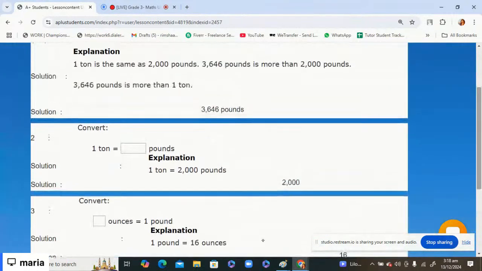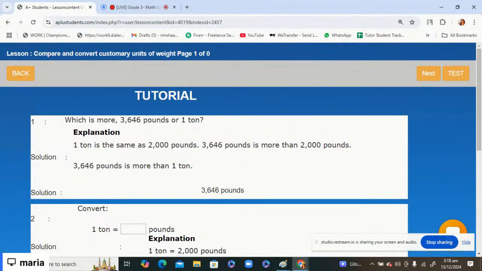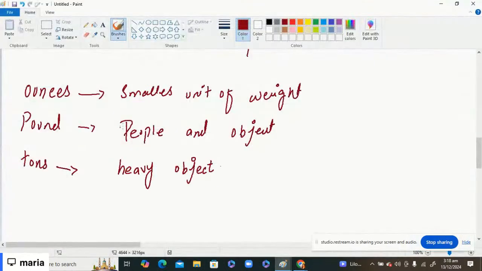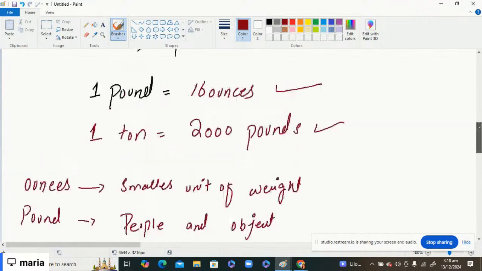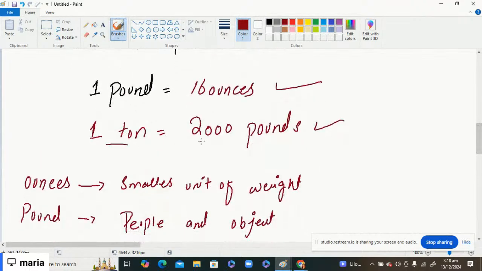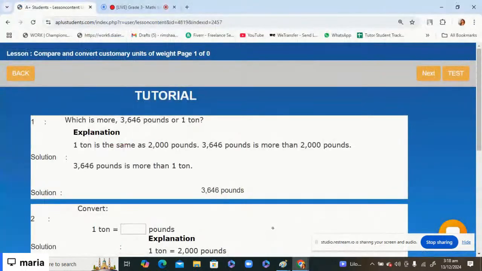Understand this? Now let's do it. Which is more, 3,646 pounds or 1 ton? Now here is the relation between the ton and the pound. As we know, 1 ton is equal to how many pounds? 1,000 pounds or 2,000 pounds, sorry. 1 ton is equal to 2,000 pounds. So this is greater than 2,000.